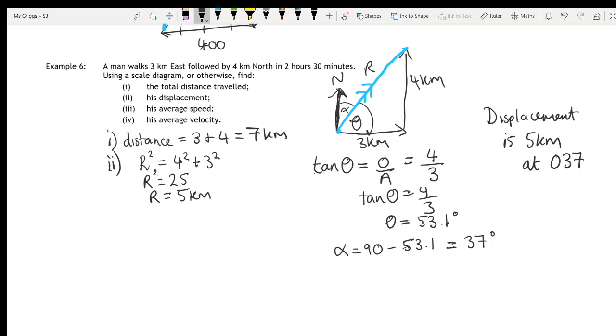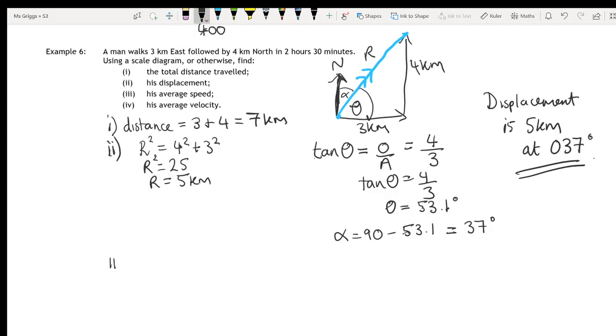Remember, it's always going to be 3 numbers, so if it's under 100, you just say 037 degrees. That is your final answer. Remember, you have to have displacement, you have to have a value and a direction.